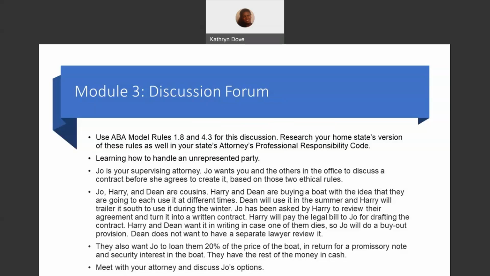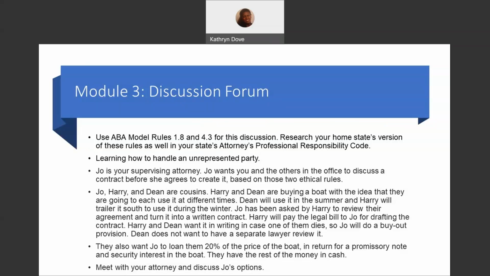Joe will help finance the boat by offering a loan for 20% of the price of the boat. In return for the promissory note, she will get a security interest in the boat. Harry and Dean have the rest of the money in cash. Harry and Dean are going to use the boat at different times.